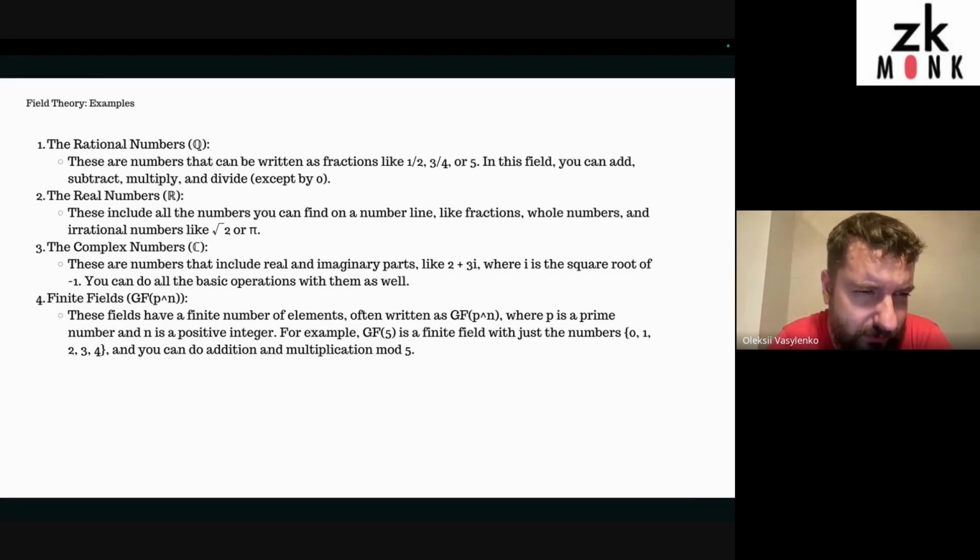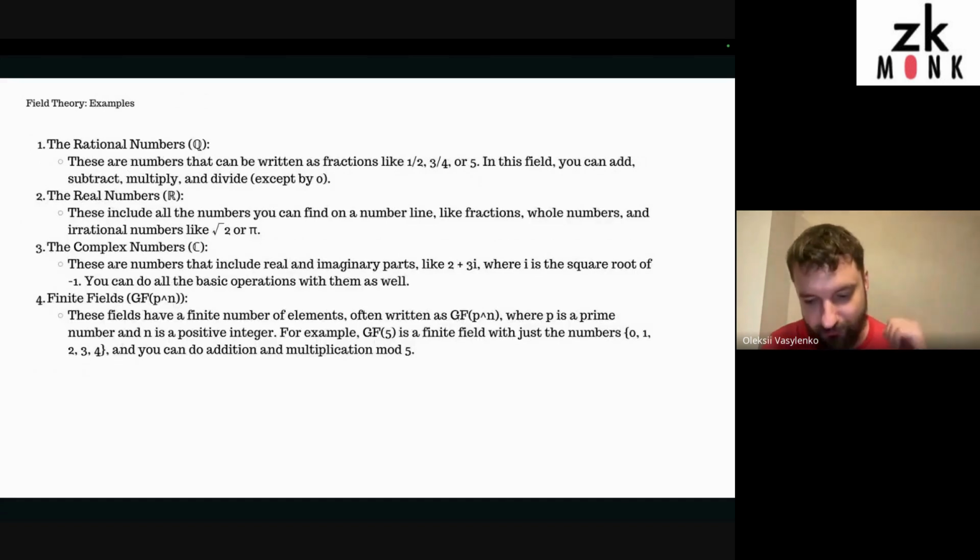So examples of fields are the rational numbers, the real numbers, the complex numbers, and finite fields. We are more focused on the finite fields. They always have a set of elements, with the notation GF, especially if you will be doing some math research in SageMath. SageMath is a Python-based system for complex mathematical calculations. I do recommend you to play around with it, but after you do homework, not before.